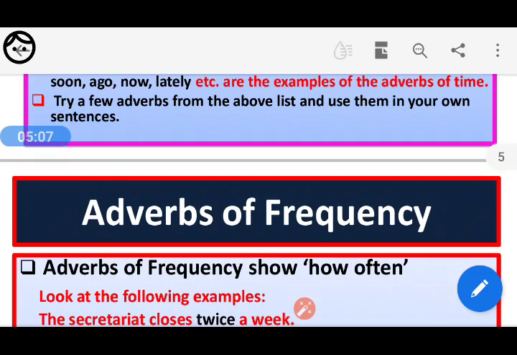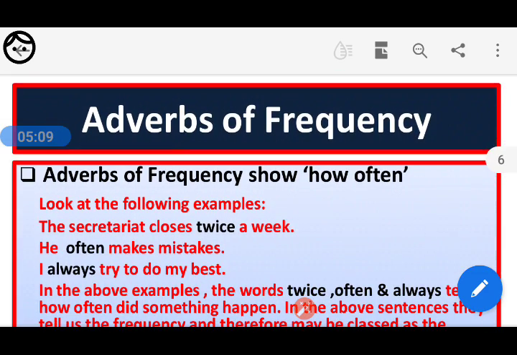Now let us come to the adverbs of frequency. Adverbs of frequency show how often. Look at the following examples. The secretariat closes twice a week. He often makes mistakes. I always try to do my best. Now you can see the frequency. You see how often a thing is going to happen.